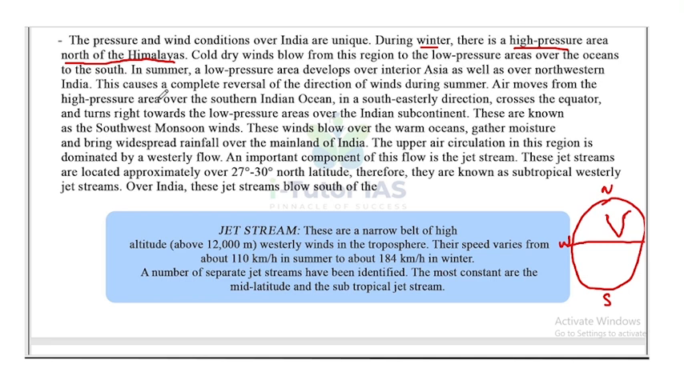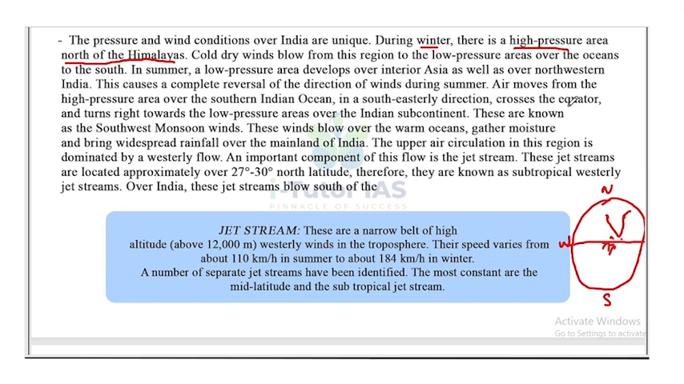Air moves from the high pressure area over the southern Indian Ocean. Okay, so this is the Indian Ocean, this region. Southern Indian Ocean, in a southeasterly direction, that is this direction.